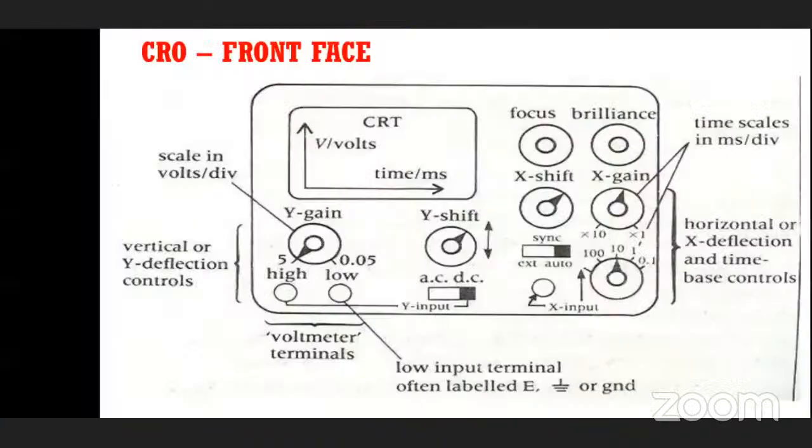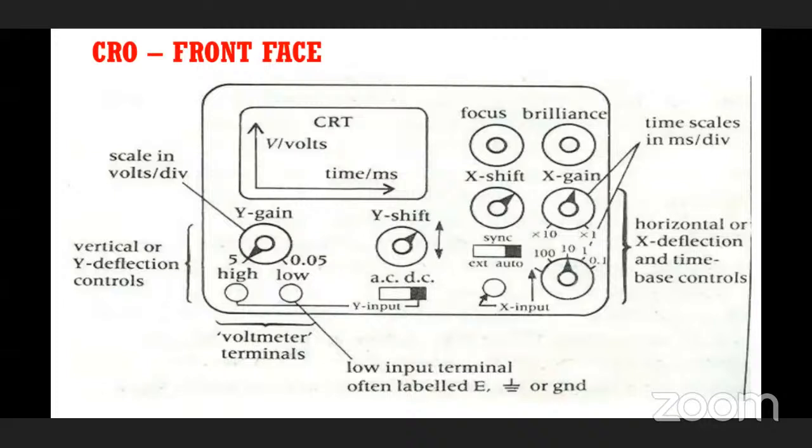So we move on to some parts of the CRO. A CRO normally provides a two-dimensional visual display of the signal wave shape on a screen. In that case, the person observing can actually see the signal in various parts of the circuit. And we'll look at some various parts of the CRO, that is the cathode ray oscilloscope.